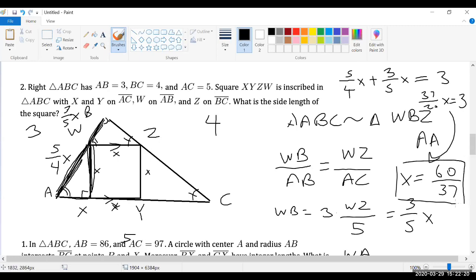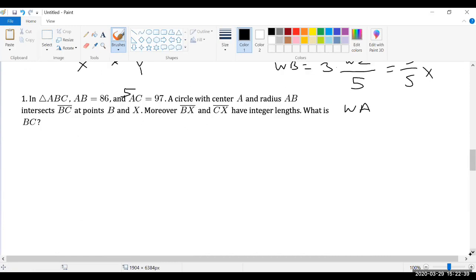Now there's multiple ways to do this. You could have done it by going on the bottom and using AX, XY, and YC to find your side lengths. Any way is okay. Use whatever you find first, whatever you find comfortable. Okay, so that's it for similar triangles and angles.